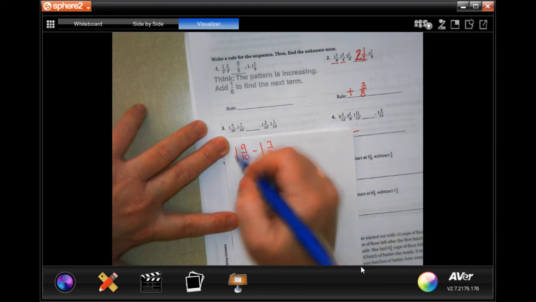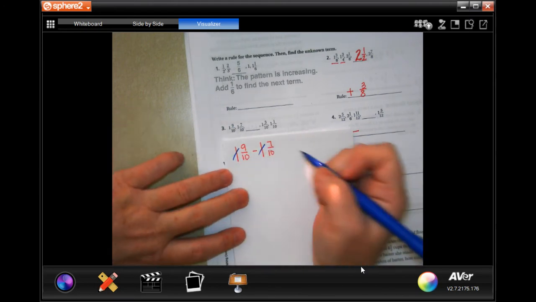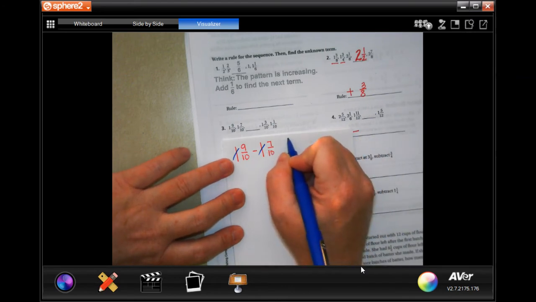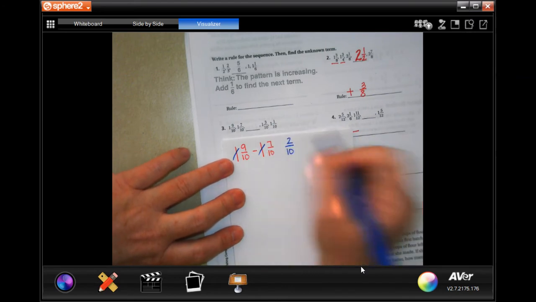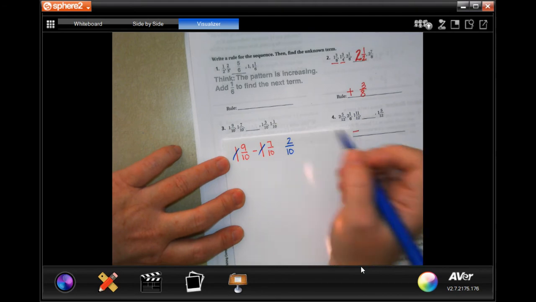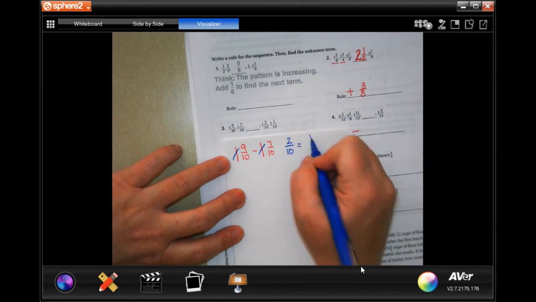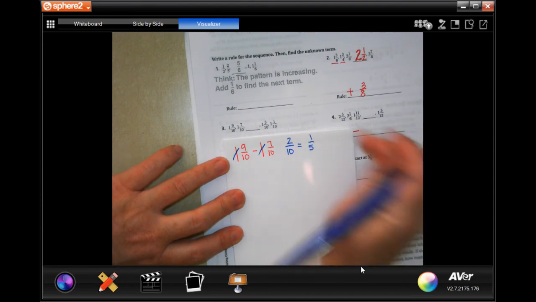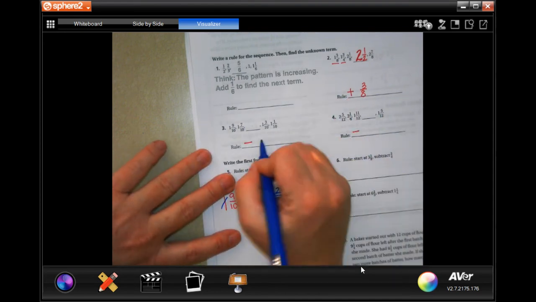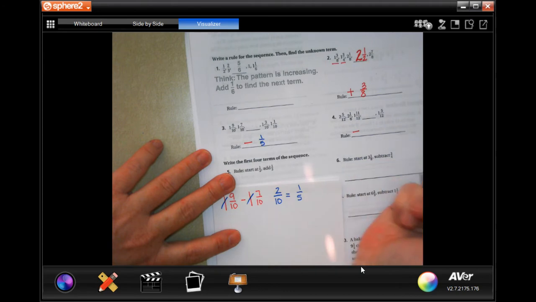Well, those ones are going to cancel out because 1 take away 1 is nothing. 9 take away 7 is 2, and our denominator stays the same. However, 2/10 is equal to 1/5 when we reduce it. So minus 1/5.